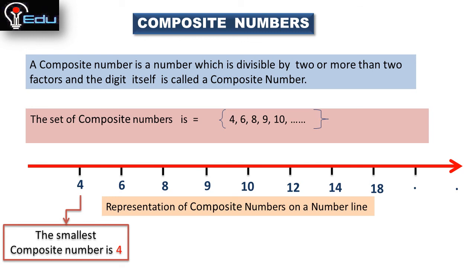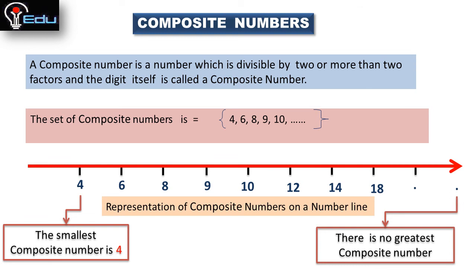6 also in the same way has 1, 2, 3, 6, and 8 has 1, 2, 4, 8. So more than 2 factors, and the number itself is one of the factors. These are the composite numbers, and there is no greatest composite number because there are infinite numbers in the whole numbers.